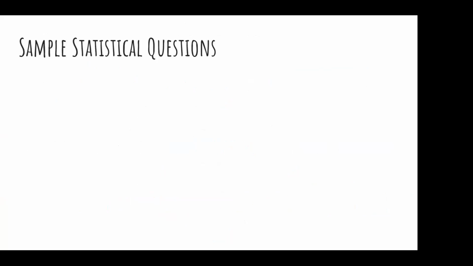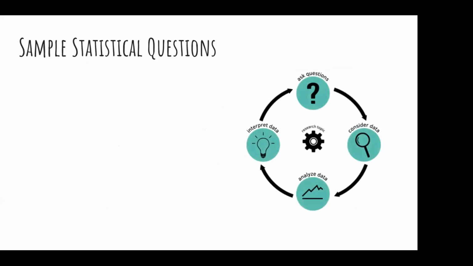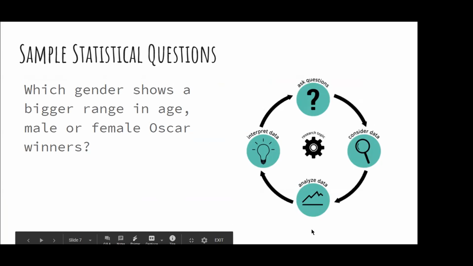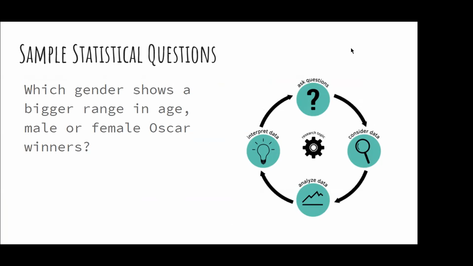Okay, so let's take a look at some statistical questions. Here it says, which gender shows a bigger range in age, male or female Oscar winners? Now, this is a complex sample statistical question because it's involving two variables. What are my two variables here? Which gender shows a bigger range in age, male or female Oscar winners? What are the two variables that this question would look at?